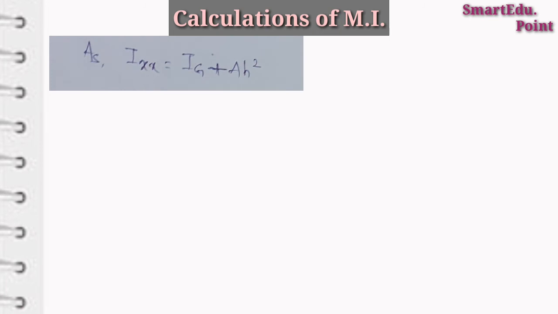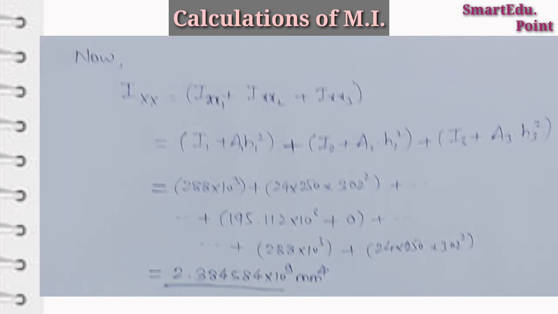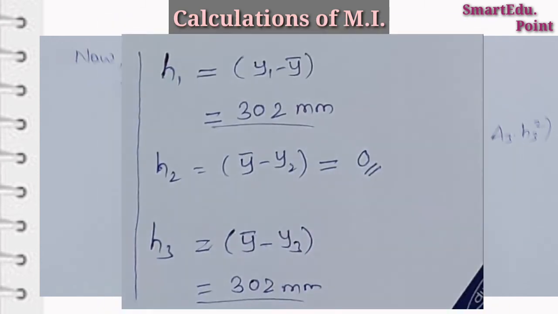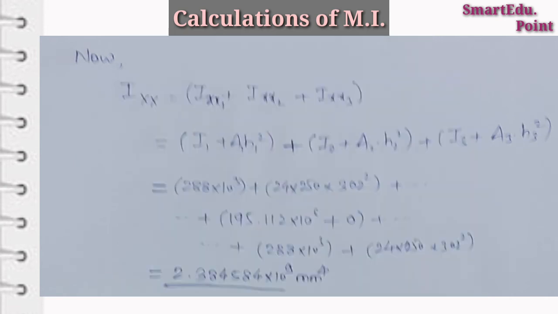Now for the moment of inertia of the whole section, we know the formula, that is Ixx or I will be equals to Ig plus A h square. Here Ig will be I1, I2 and I3, and A will be A1, A2, A3 for 3 sections, and h will be h1, h2 and h3. Again here h is found as y bar minus y1, or y bar minus y2 and y bar minus y3. We can write the equation for moment of inertia for the whole I section: Ixx will be equals to I1 plus A1 h1 square plus I2 plus A2 h2 square plus I3 plus A3 h3 square.